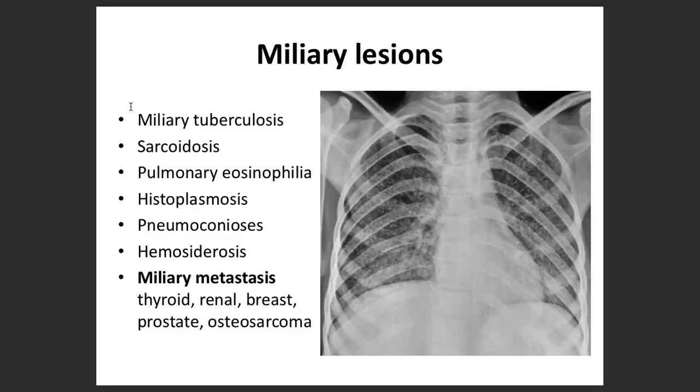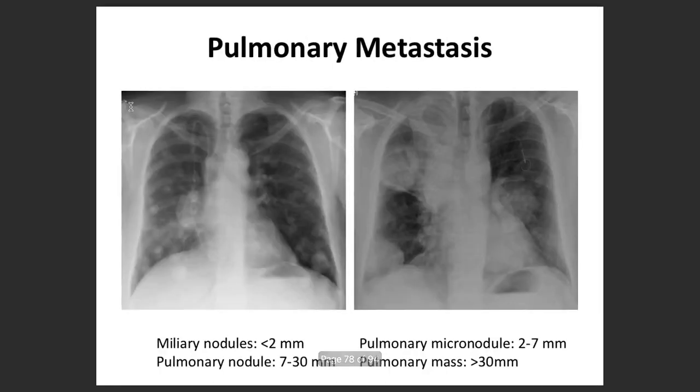which is typically around 1 to 5 millimeters. And this is seen in up to 20% of extrapulmonary tuberculosis cases as well. There is also a differential diagnosis of sarcoidosis, pulmonary eosinophilia, histoplasmosis, or pneumoconiosis as well. One may be able to see.